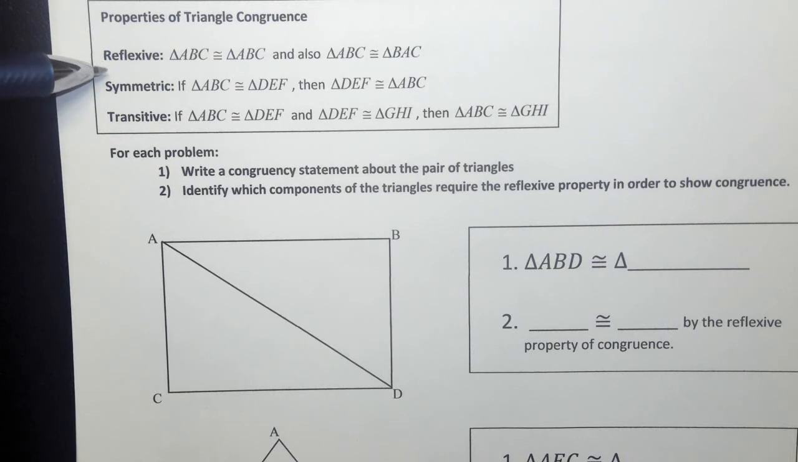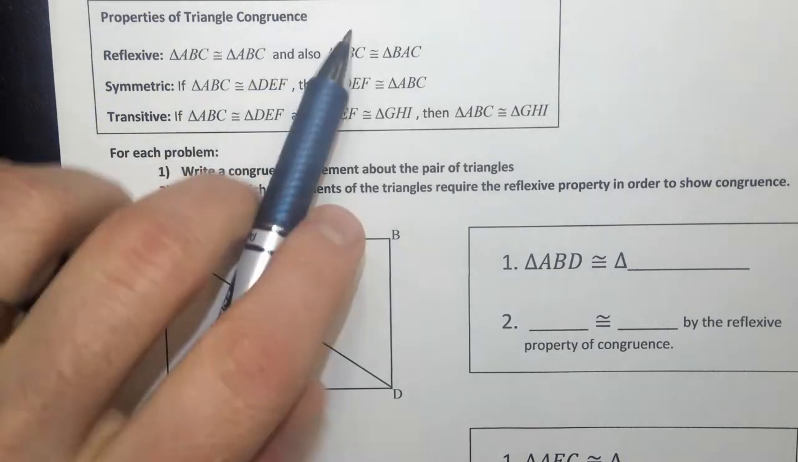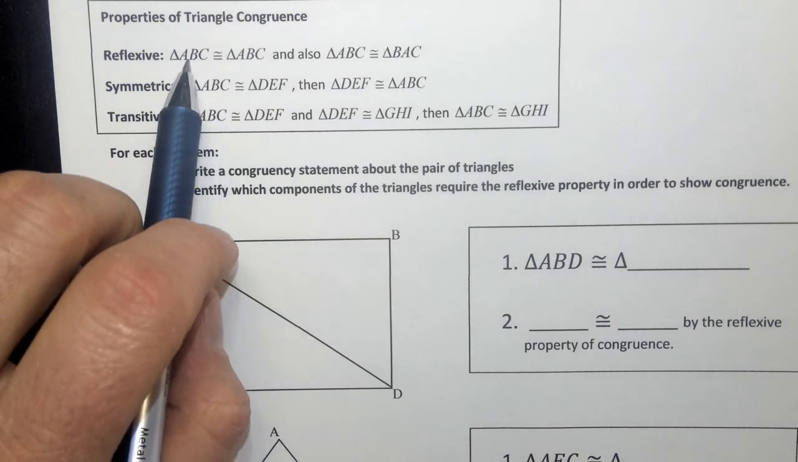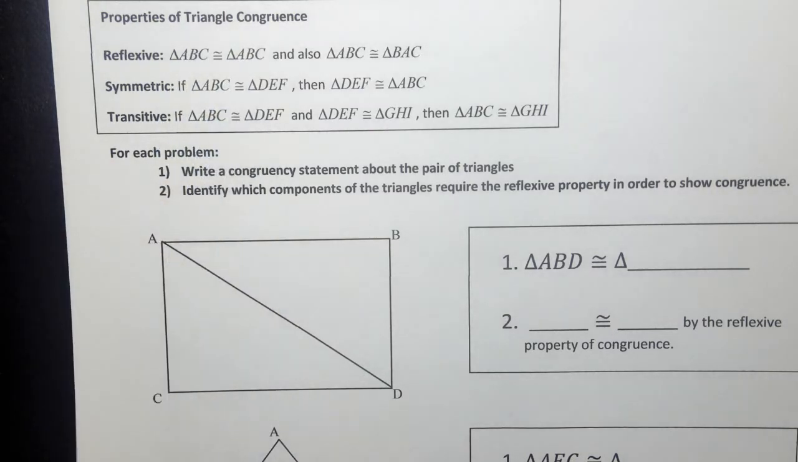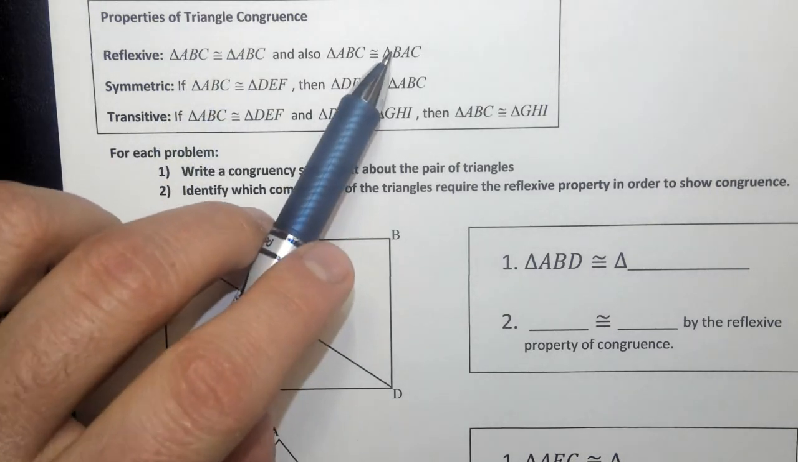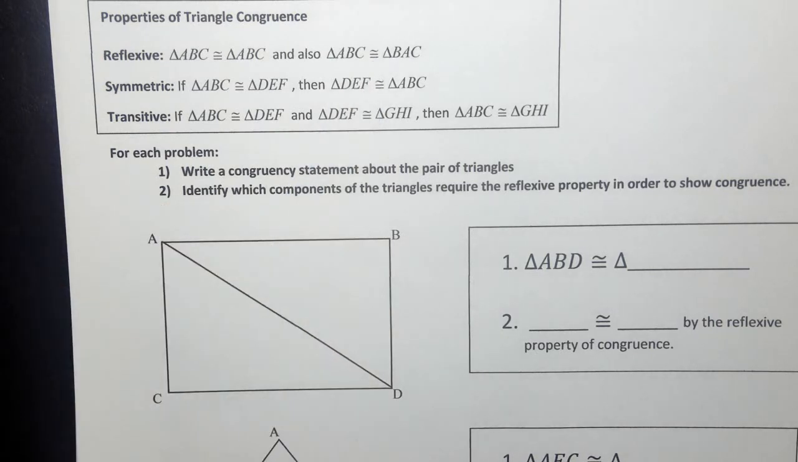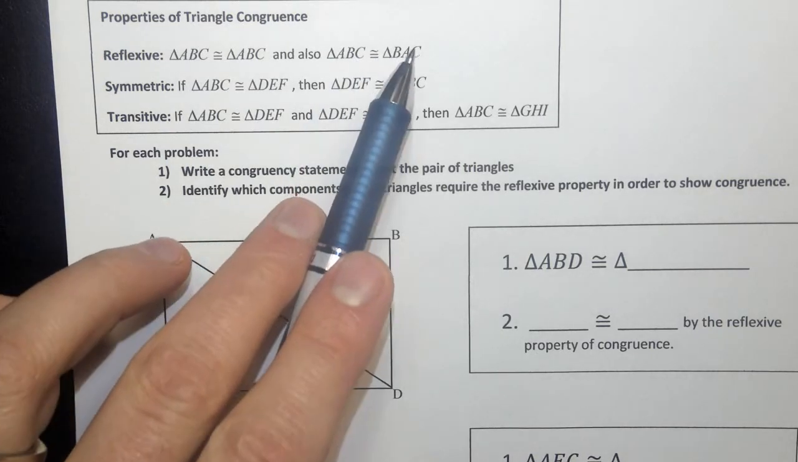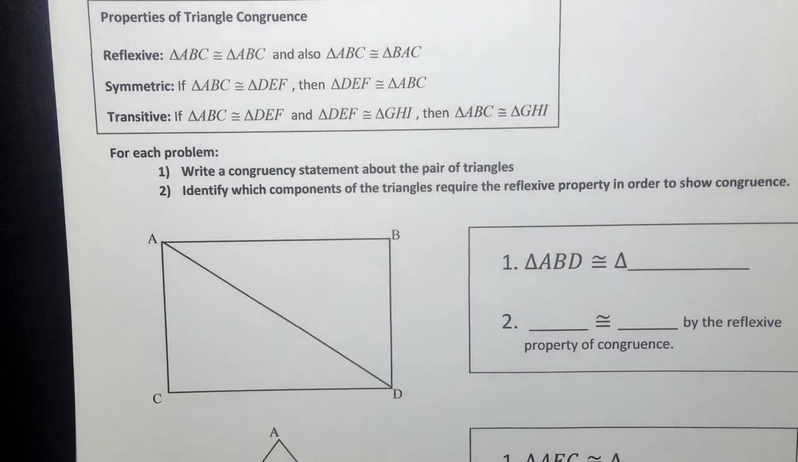Reflexive property, just to remind you, states that something is congruent to itself. So I want you to notice that we have ABC is congruent to ABC right there. You can also mix up the order of the letters, and that's fine too. That's still the reflexive property, so we're still talking about the same triangle that has the same vertices, even though we might call it BAC instead of ABC.